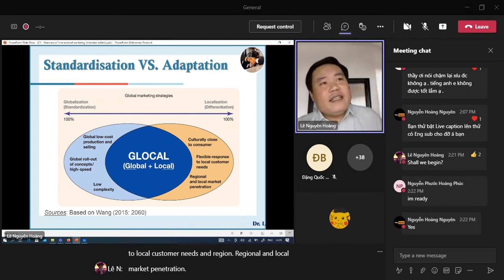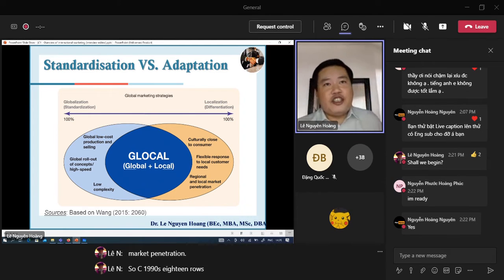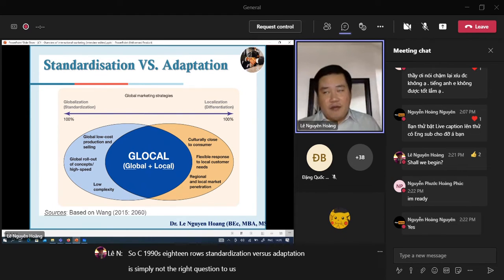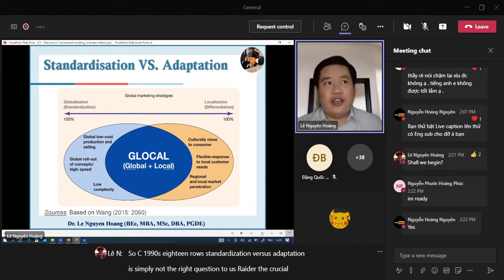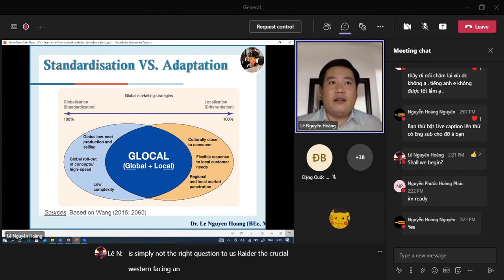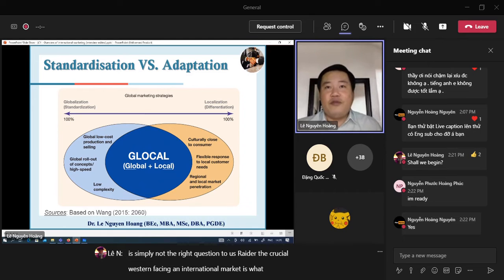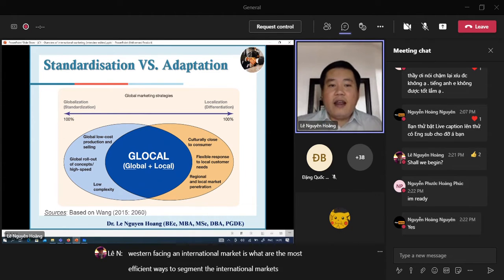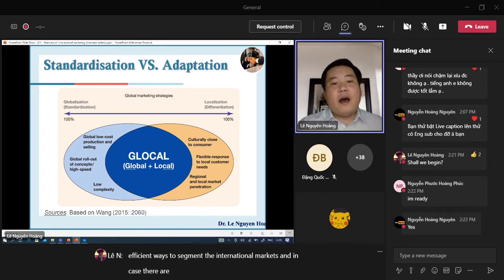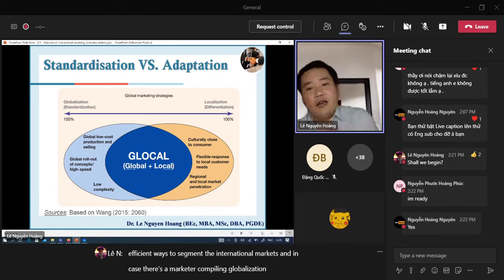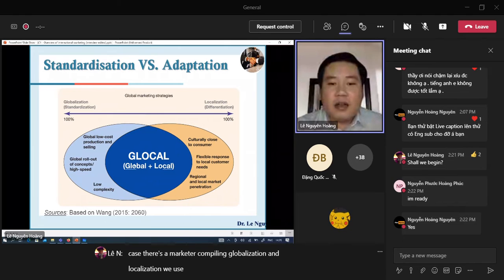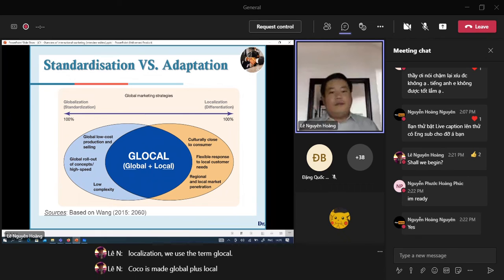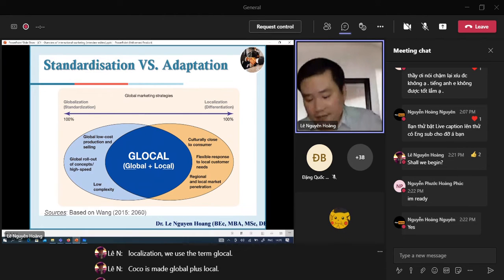So since the 1990s until now, standardization versus adaptation is simply not the right question to ask. Rather, the crucial question facing an international marketer is what are the most efficient ways to segment the international markets. And in case a marketer combines globalization and localization, we use the term GLOCAL. GLOCAL means global plus local. Is it clear?